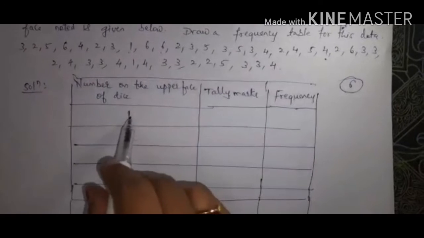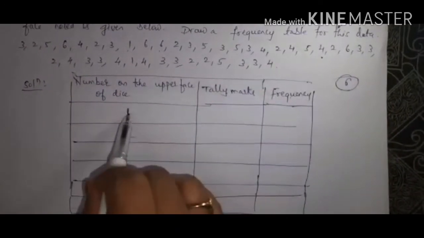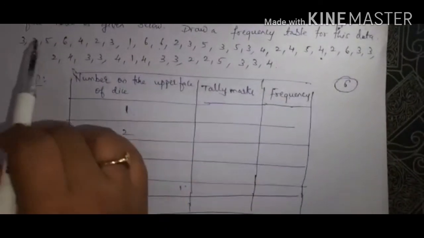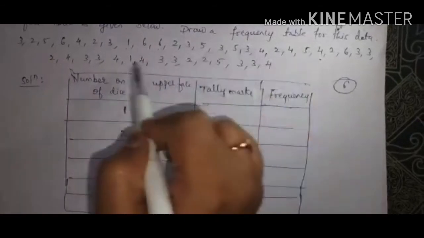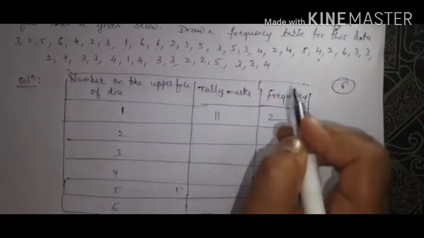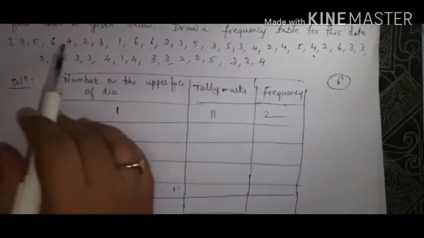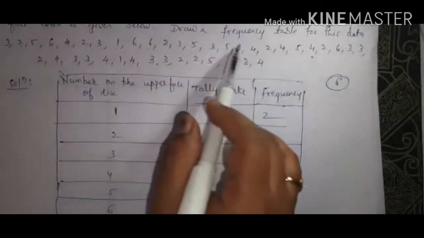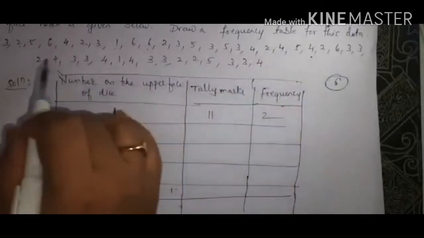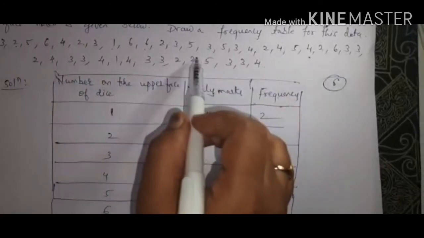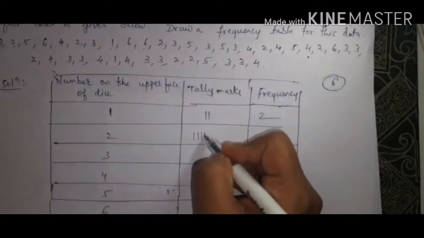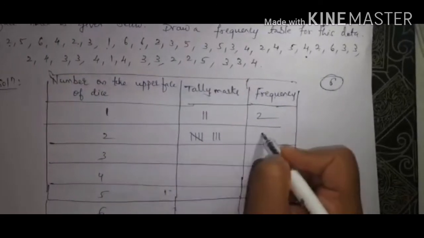Now let us count how many times they are repeating. 1 is repeating how many times? 1, 2. It is repeating 2 times only. So the frequency is 2. 2 is repeating how many times? 1, 2, 3, 4, 5, 6, 7, 8.